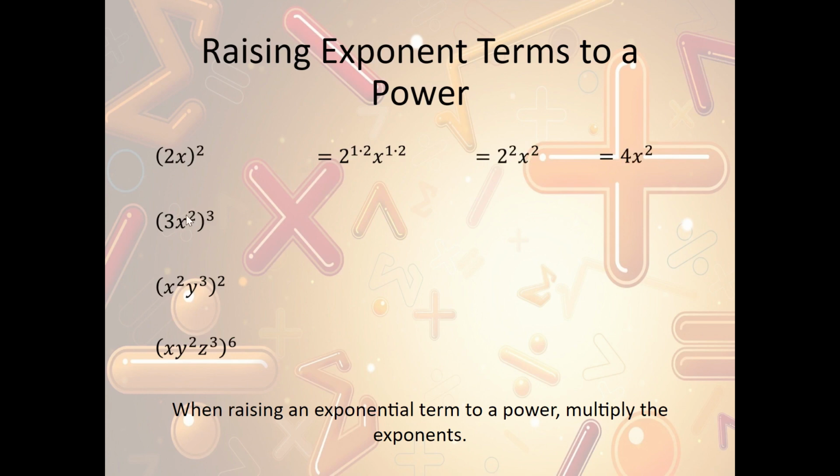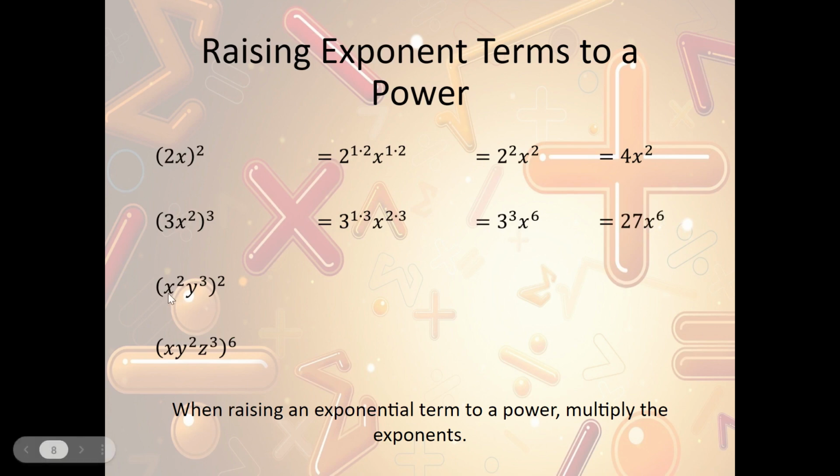Now let's look at this one. Again, same thing. This is 3 to the first and x squared. So we're going to multiply each of those by the power out here, which is 3. So we got 3 to the first times 3 and x to the second times 3. Well, we know that 3 to the first times 3 is 3 cubed, and 2 times 3 is 6. So we got 3 cubed times x to the sixth, and 3 cubed is 27. So it's 27x to the sixth.